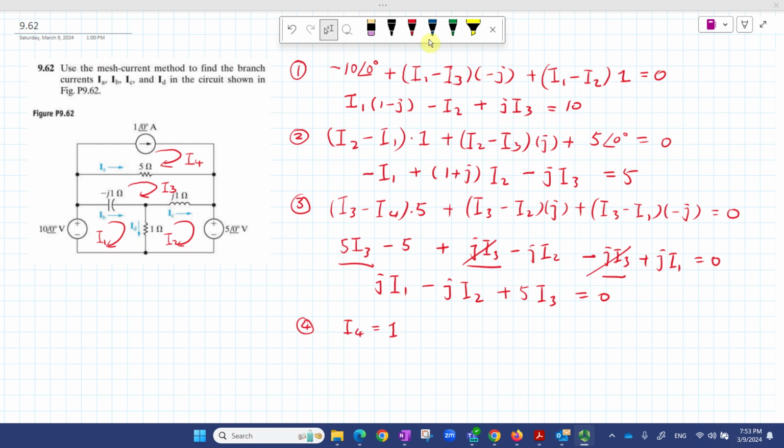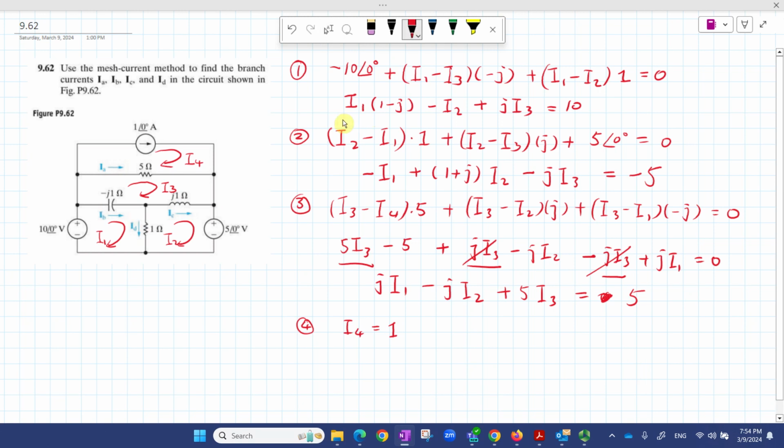Sorry, I think I made another mistake here. So this one should be negative 5, right? Because the 5 moved to the other side, and I forgot this 5 as well. So this should be positive 5. Oh, good. So be extra careful about these.